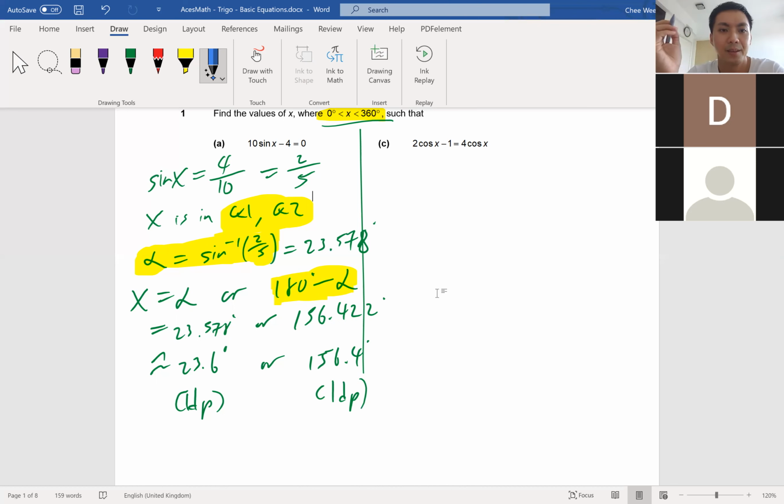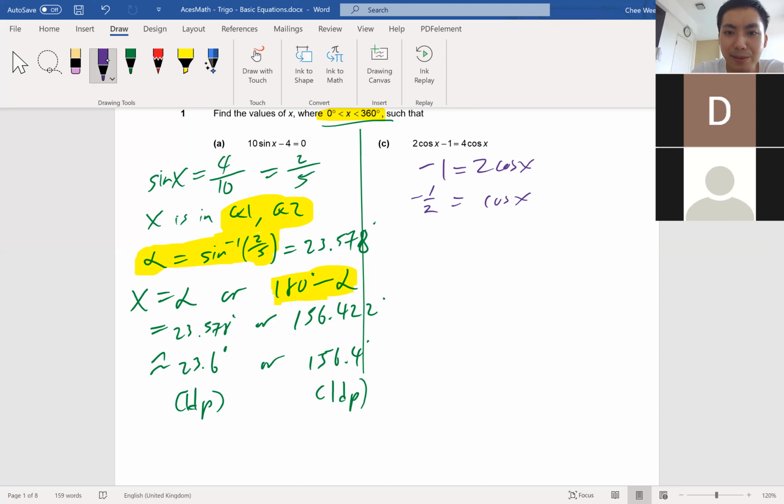Okay. So it's the same gameplay for part C on the right. At this phase, the rule of thumb is you always want to have only one trig ratio present in the equation so that you can execute your ASTC. You're not supposed to have too many trig ratios bumping around. So this will just be minus half 1 is equal to 2 cosine x. So cosine x is equal to minus half.